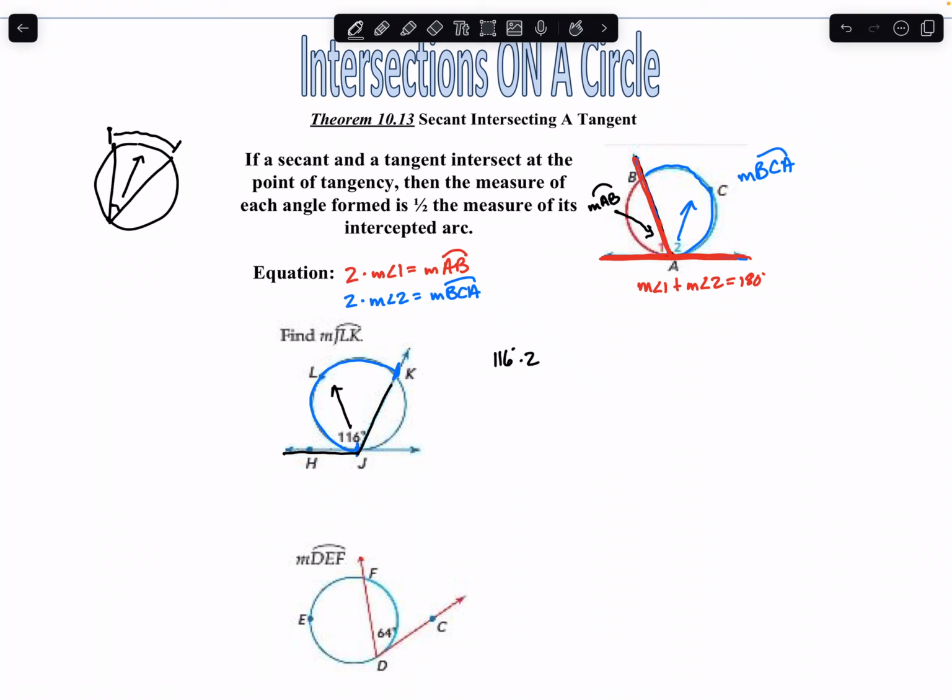116 times 2 is going to be 232 degrees for the measure of JLK. Now, if I wanted to find the other component, you can just take this answer and subtract it from 360, and we get whatever's left over.